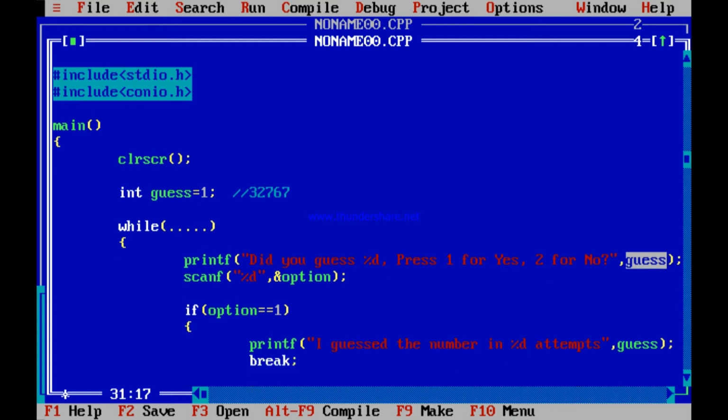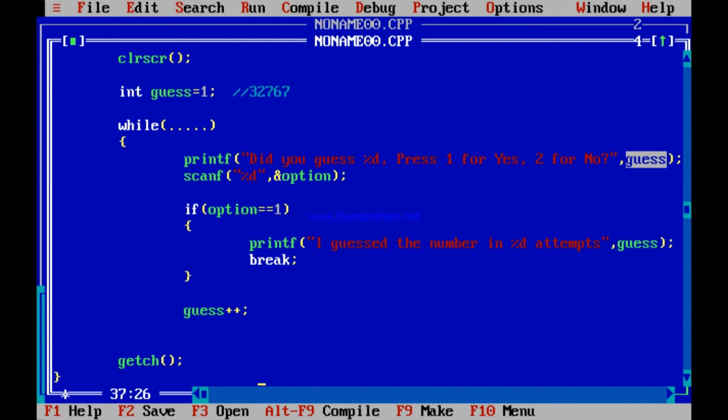Do you remember this break I told you? If you write a break within the while loop, it means the while loop will be broken and you will go out of the while loop. But this guess will increment. This guess will increment and will go back to the start of the while loop if your guess was wrong.